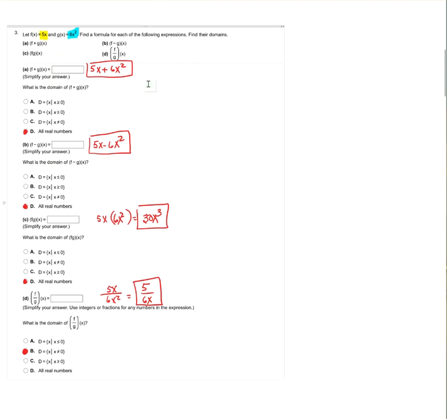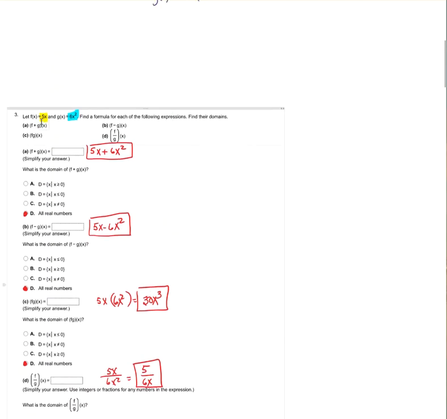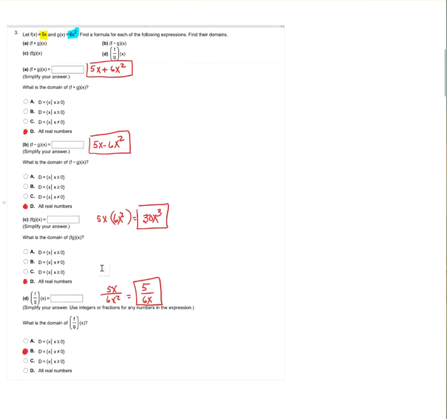Now this one, we don't have numbers, but we are going to do our 4 operations with these 2 small functions. The first one says f plus g of x. That means we're going to add these two. Easy enough. It asks what's the domain. Well, that's a polynomial, all real numbers. There's no restrictions. F minus g, we're going to subtract. Again, no problems. We have all real numbers. F times g, we're going to multiply these two and get 30x cubed. Still all reals.